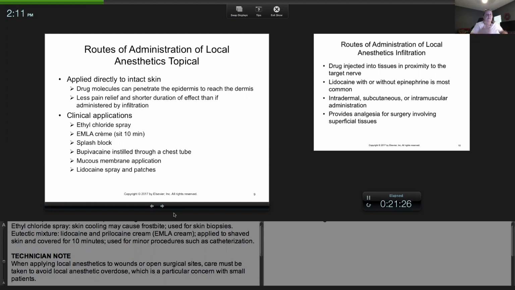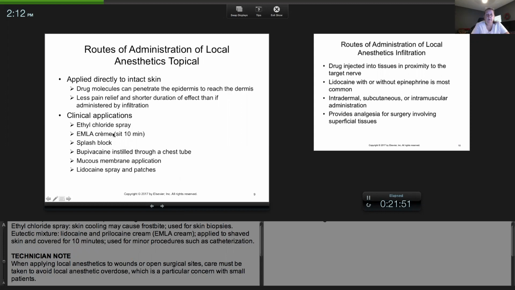The only downside to topical, you get less pain relief. They're not as strong, and they don't last as long. If you want it to last longer, you're better doing the injection technique versus just dropping something on top or putting it on top. So there is some ethyl chloride spray. Now, a lot of these we don't typically use.